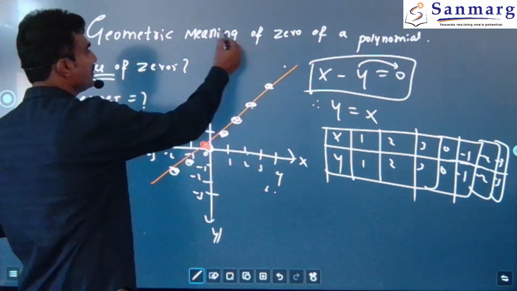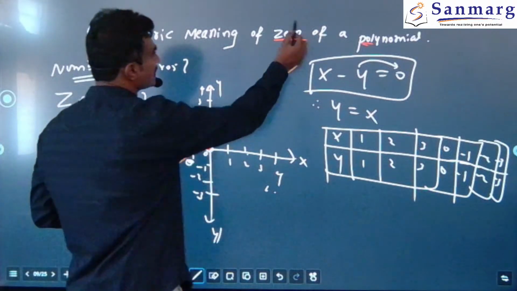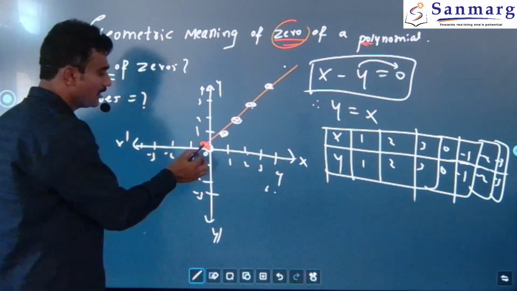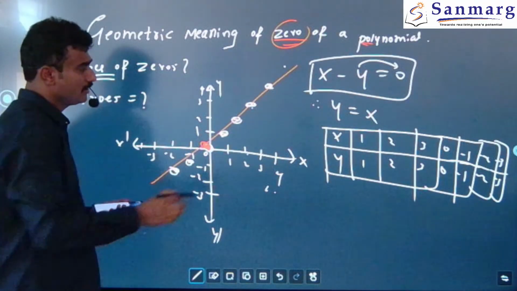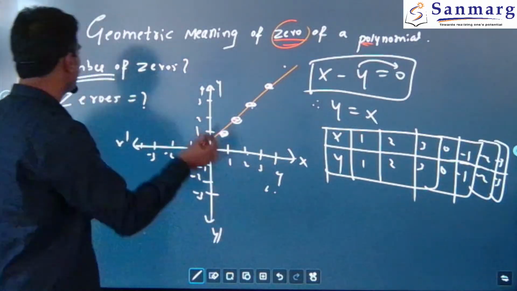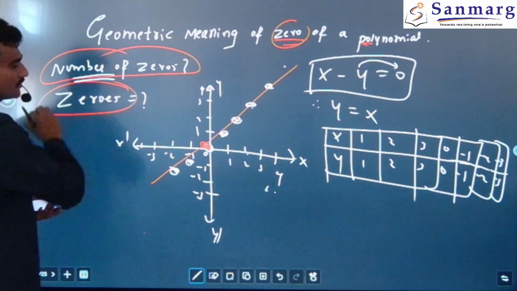So the geometric meaning of the zeros of a polynomial is, if a polynomial has a zero, then it will definitely touch the x-axis. Based on this geometrical diagram, we can figure out how many zeros are possible and what the zeros are.